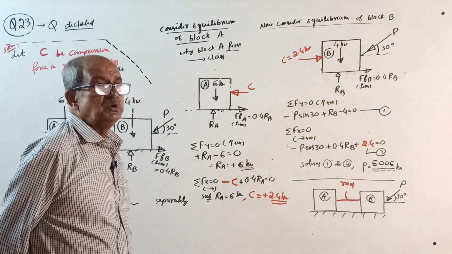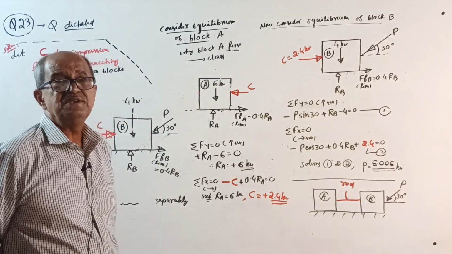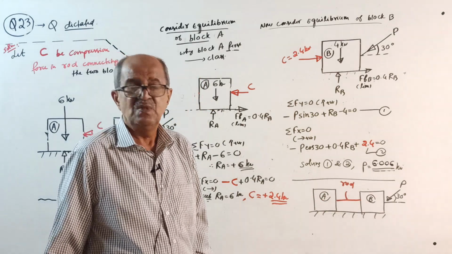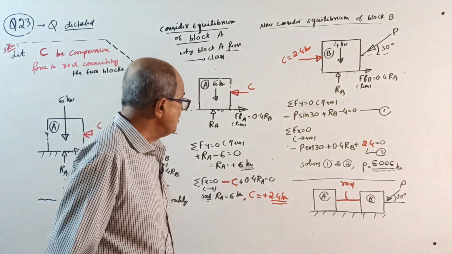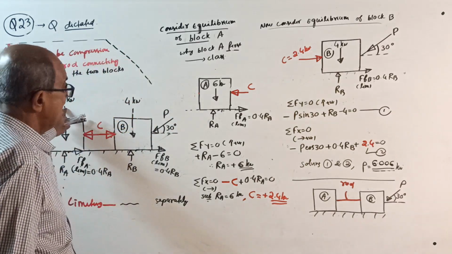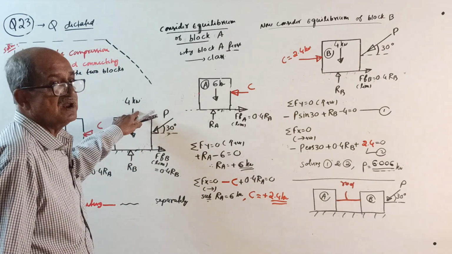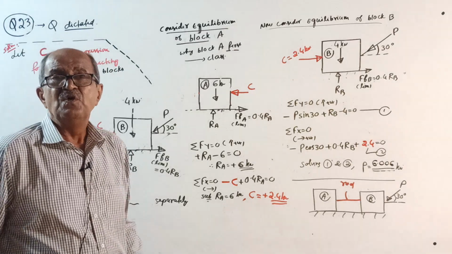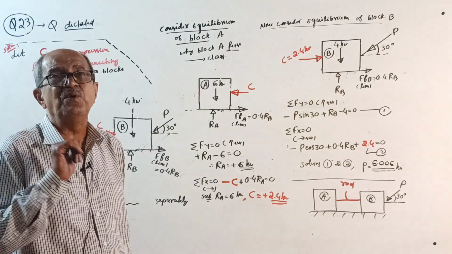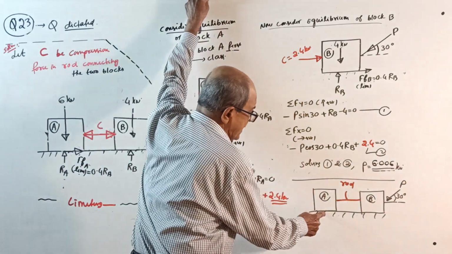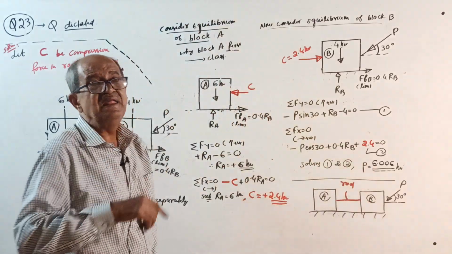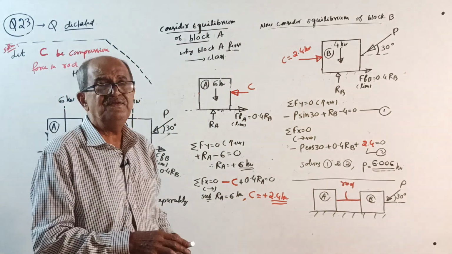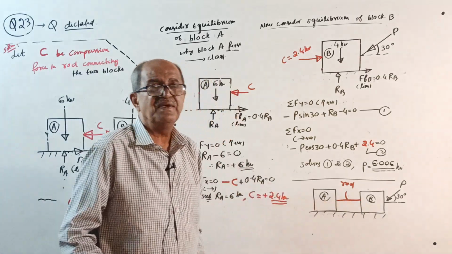Figure shows two blocks A and B connected by a rod. In the question, weight of block A is 6 kilonewton and weight of block B is 4 kilonewton. The coefficient of friction for all contact surfaces is 0.4. That means here also 0.4, there also 0.4. In the earlier question I changed it. This time both contacts 0.4.